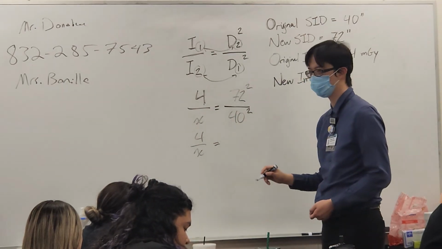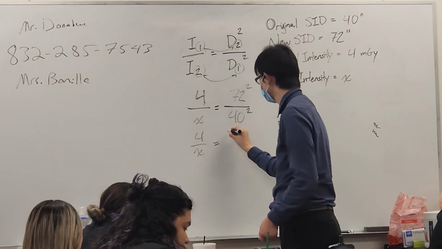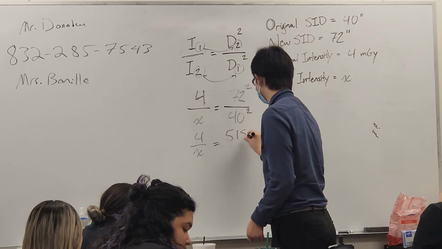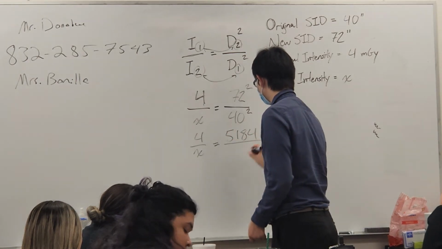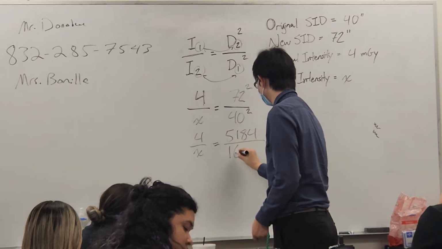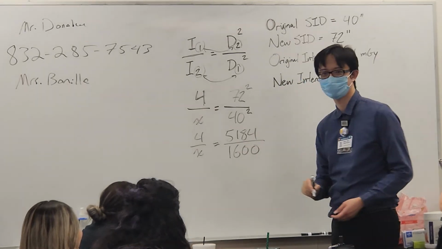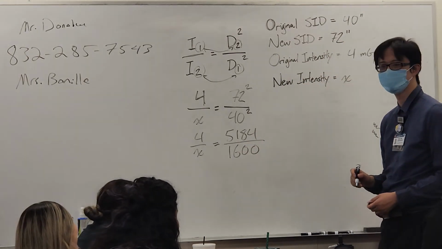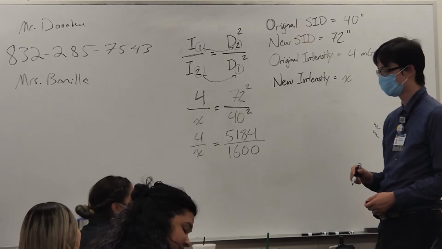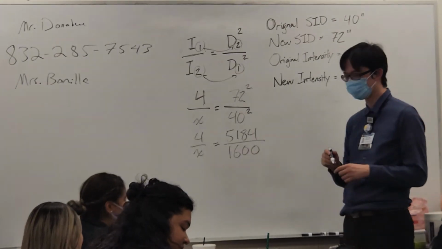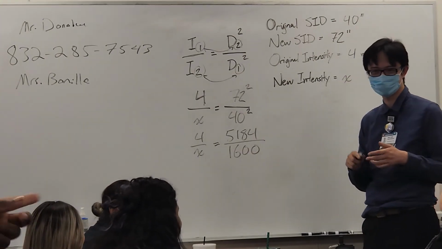Okay, so 72 squared. All right, thanks everyone. 5,100. 40 squared, sorry. I thought you were asking Carl. 1,600. All right, thank you.